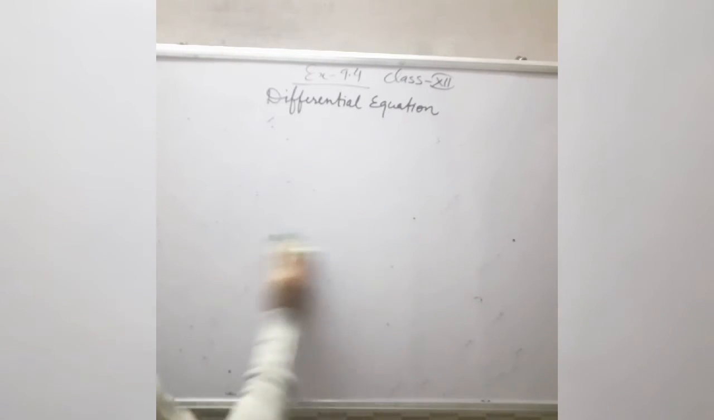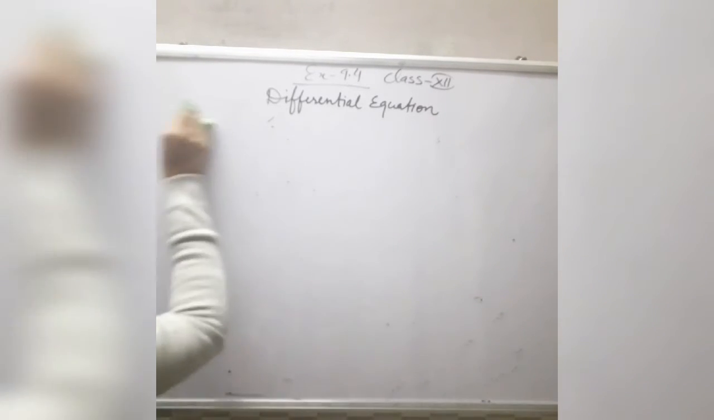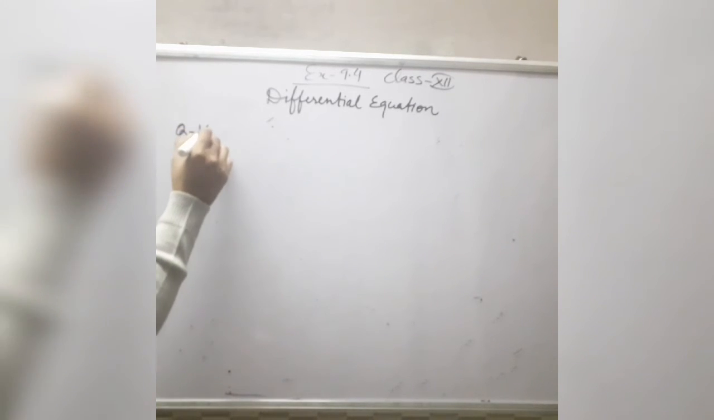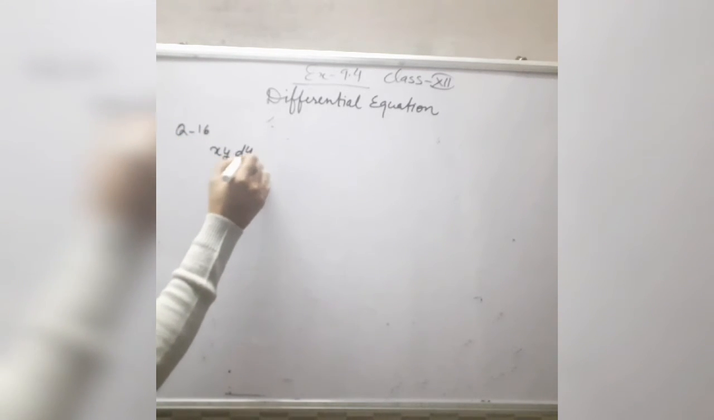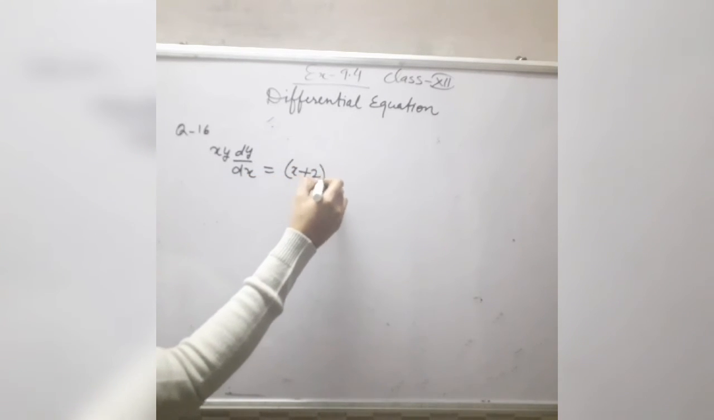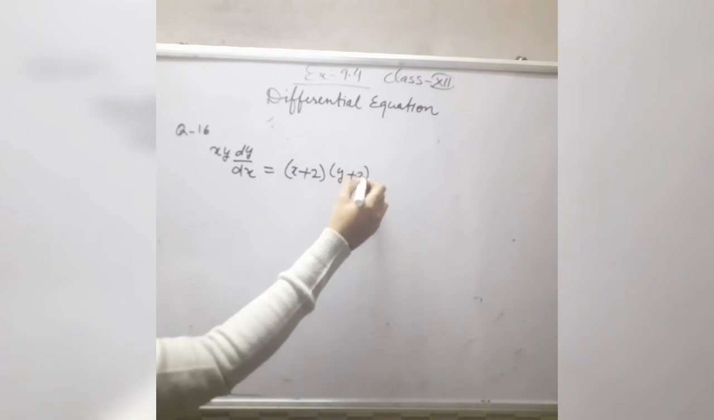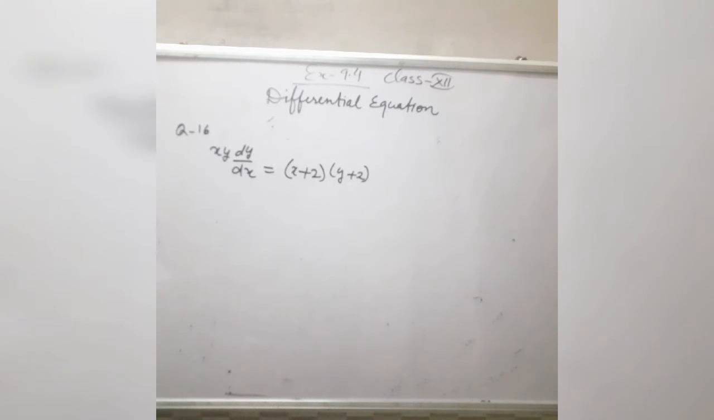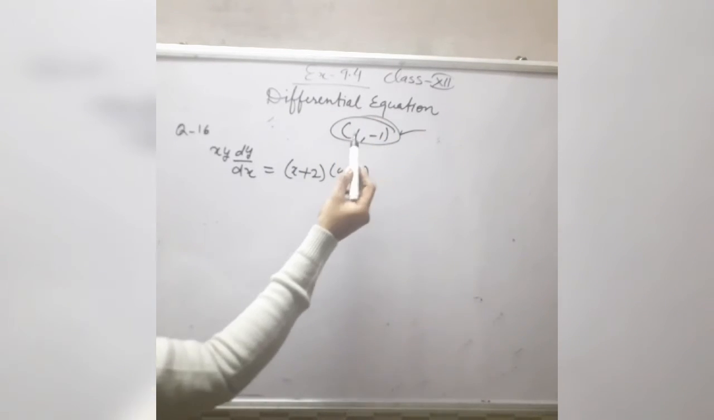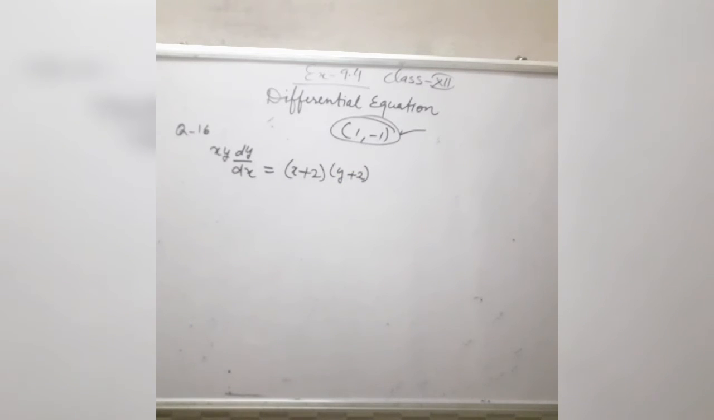Question numbers 12, 13, 14 you will do yourself. Question numbers 11 and 15 I have explained. Now see the next question. Question number 16: for the differential equation, x y dy by dx is equal to x plus 2 into y plus 2. Find the solution. The curve passes through the point 1 comma minus 1. This means at x equal to 1, the value of y is minus 1.